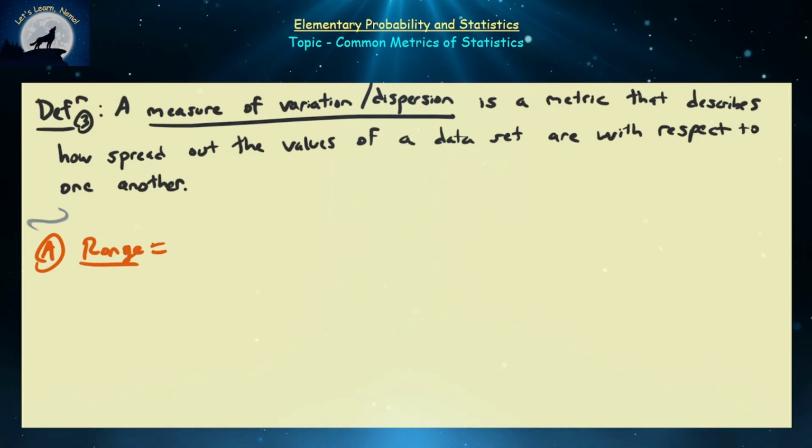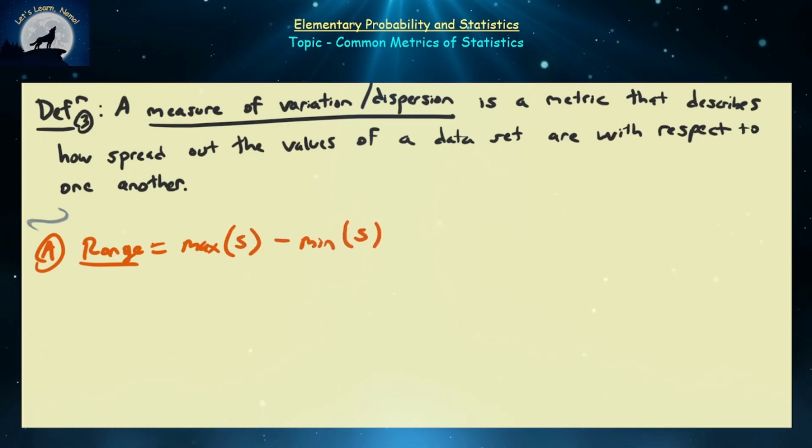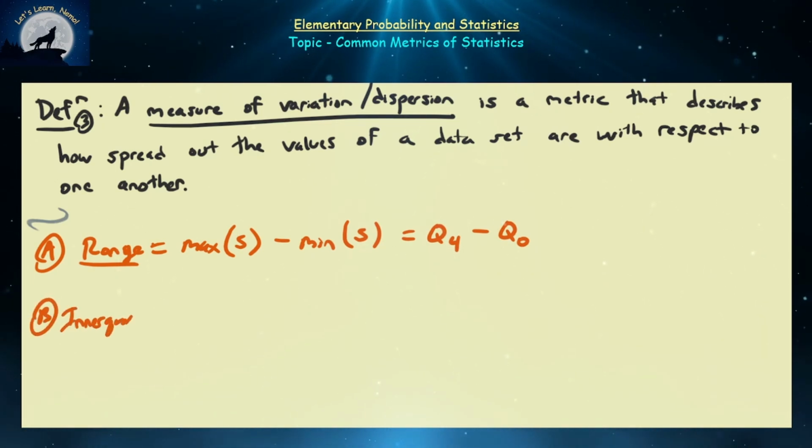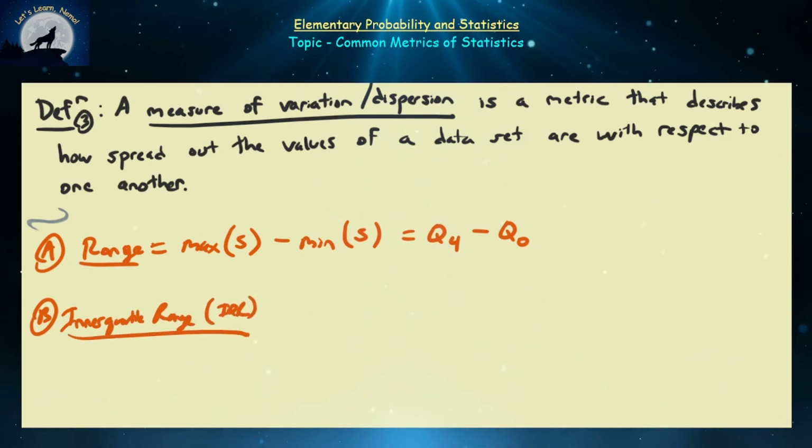The range is defined to be equal to the maximum value of the data set minus the minimum value of the data set. And from the perspective of quartiles, you should know that this is just going to be Q4 minus Q0. And another variation of the range is referred to as the inner quartile range. Some people will just use IQR to represent this. And this is just going to be equal to Q3 minus Q1. So it's the difference of inner quartiles versus the range, which was the difference between outer quartiles.